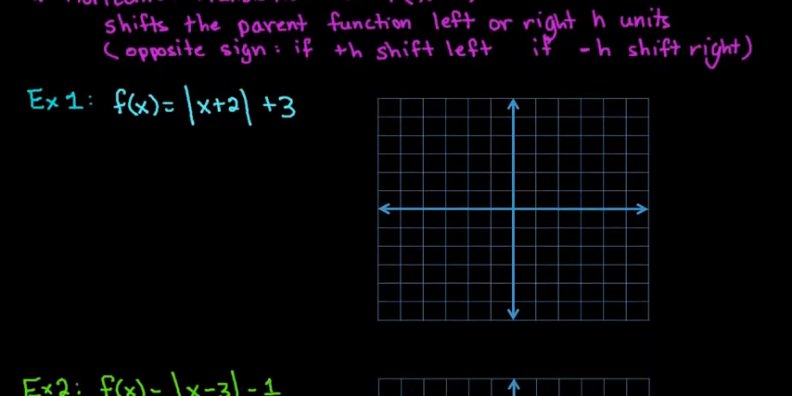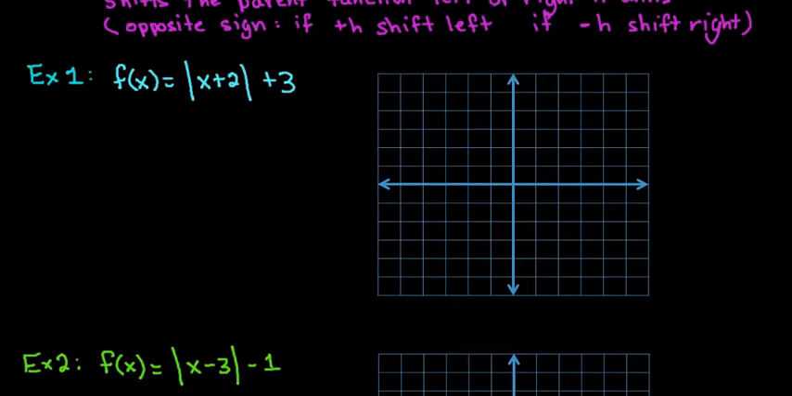So for the example that I have out here, the first thing that we want to do is remember, what does our parent function look like? Our parent function is f of x equals the absolute value of x. My parent function always goes through the point 0, 0 because the absolute value of 0 is 0. The absolute value of 1 is 1, the absolute value of 2 is 2, and then it continues on forever and ever in that direction. So this is my parent function.